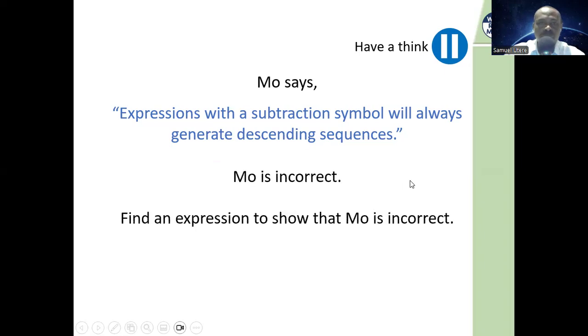Of course, Mo is incorrect, because if we do x squared, x to the power of 2, minus 1, we're not going to create a descending sequence. Even though we're subtracting 1, we're going to create an ascending sequence. If we want to find term 1, 1 squared is 1, because 1 squared means 1 times 1. 1 minus 1 is 0. But look out, when we go to position 2, 2 squared is 4. So 2 squared means 2 times 2. 4 minus 1 is 3.